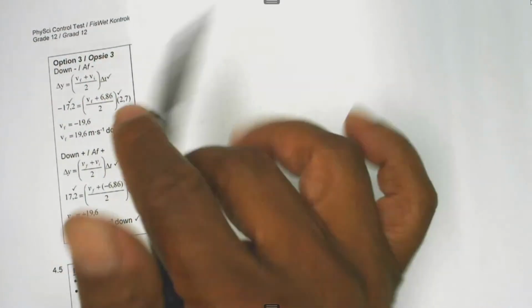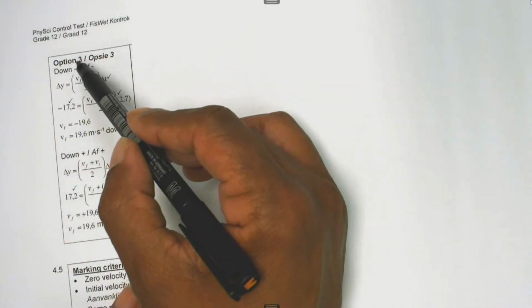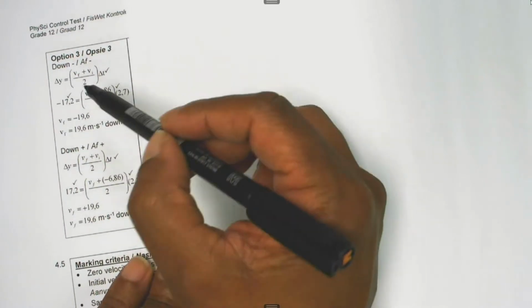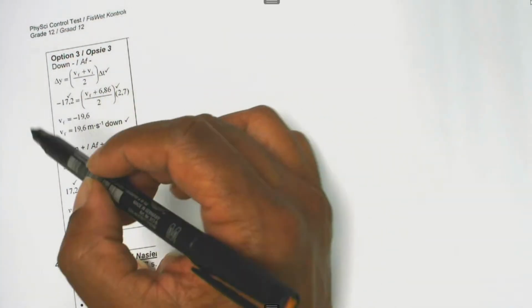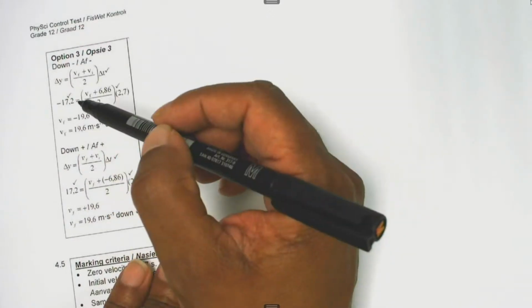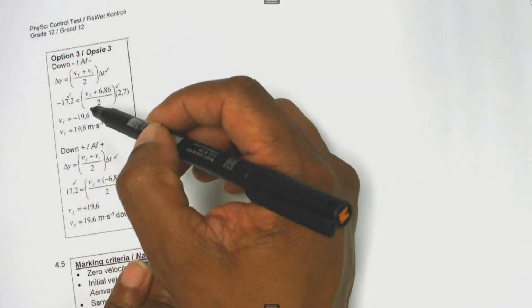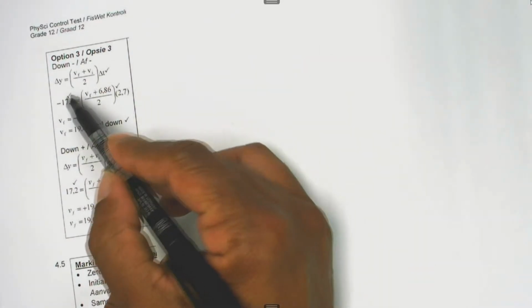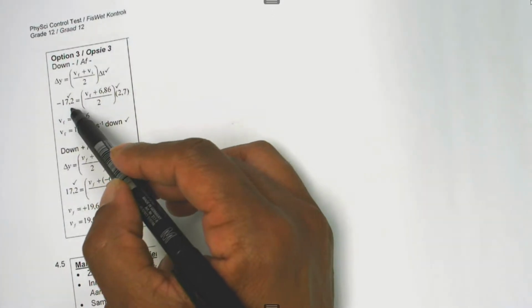Now, what is it that is going to happen? We are saying down is negative. What is the change in position? The change in position is going to be the y initial minus the y final, so it is for the whole motion. We are at 0 initially, and then we end up going down on the negative side, so it is going to be negative 17,2.